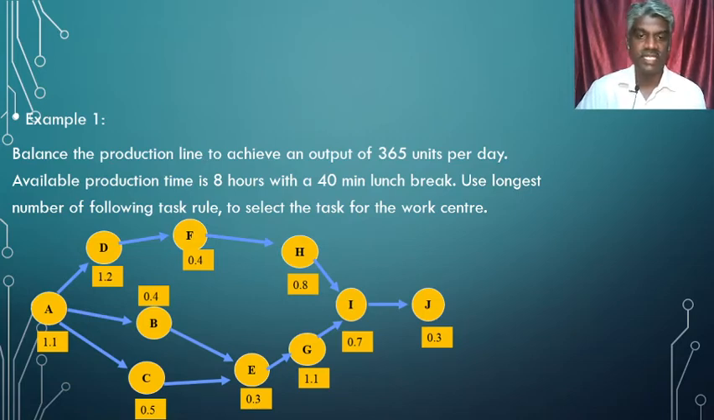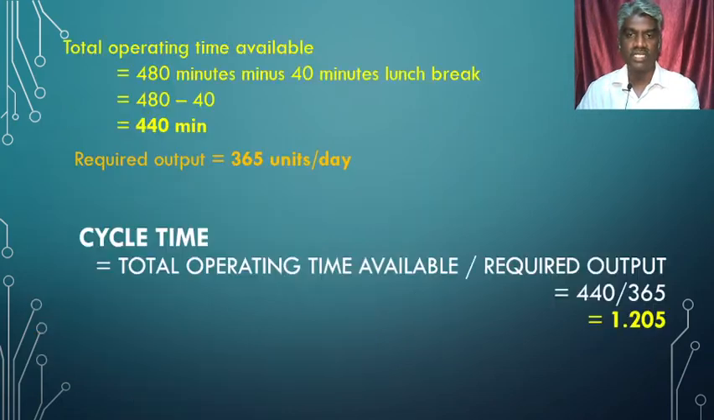And the other data is the network, which shows the different tasks and the preceding and successive tasks, finally ending at the last task. So all this data is given. We are going to balance the workstations, balance the production line.